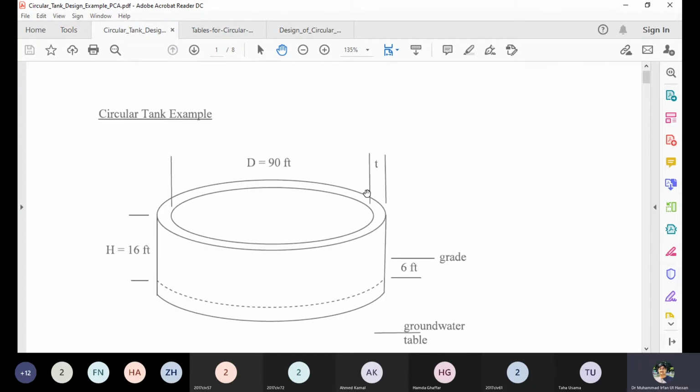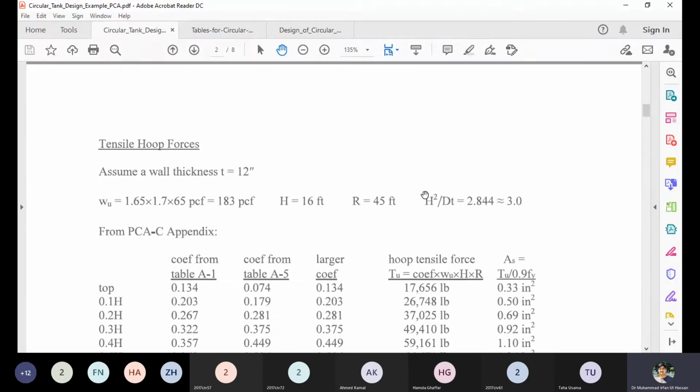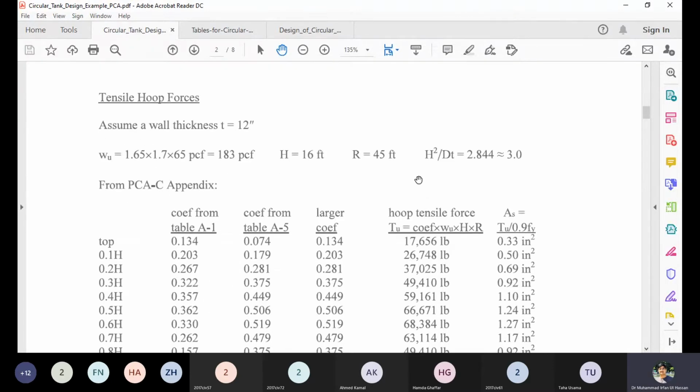The data is quite simple: you need to design a tank for these dimensions, and it is an in-ground, partial in-ground water tank. As I told you, first of all, the ring tension, the hoop tension, is important. You will assume some thickness and see whether the thickness is satisfied or not. And then you can also design the reinforcement. First of all, the ring reinforcement needed.